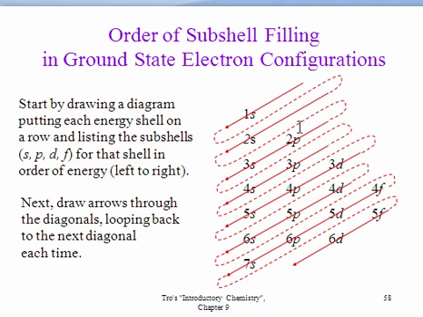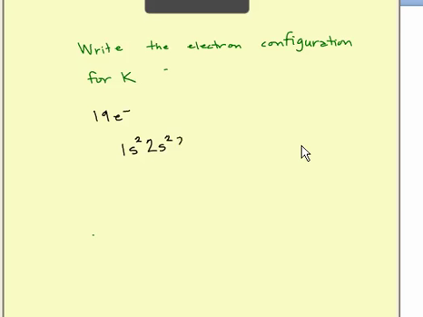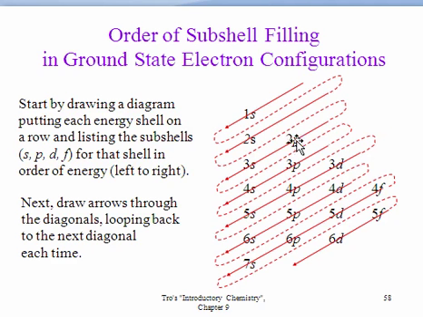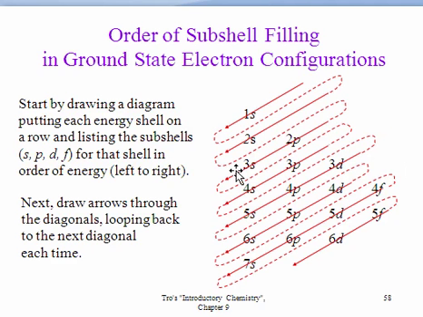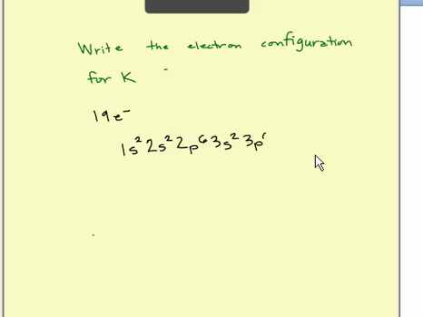So after my 2s, go around and I go to my 2p. 2p can hold 6. So now I have 10 electrons, 9 more to go. After my 2p comes my 3s. I know that can hold a maximum of 2. Alright, so I have 12 electrons. Got to keep on going. After the 3s comes my 3p. And that can hold a maximum of 6. So I now have 18 electrons. I have 1 more electron to go.